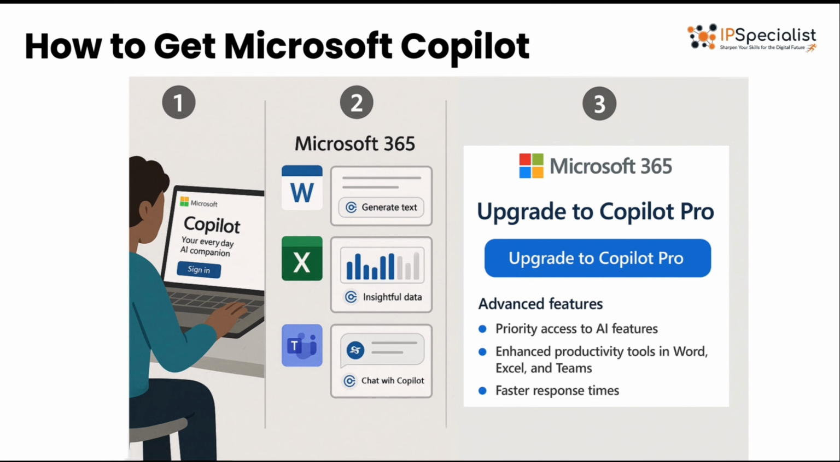So, how to get Microsoft Copilot? To start using Microsoft Copilot, simply visit Microsoft Copilot website and sign in with your Microsoft account. And if you're already using Microsoft 365, you may find Copilot features built directly into apps like Word, Excel, and Teams. For advanced features, you can upgrade to Copilot Pro through your Microsoft 365 subscription.